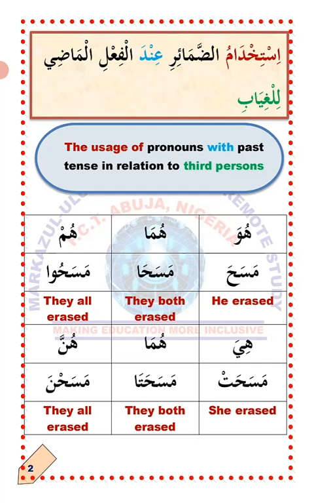مسح, he has erased. This is your base. So how do you now change masaha to suit huma? All you need to do is to attach alifun to the last letter. Masaha will now become masahā, they have both erased. So how do you now change masaha to suit hum? All you need to do is to attach wawun to the last letter. Remember, once wawun is attached, the letter before it must take dhamma. So masaha will now become masahu, which means they all erased, talking about a group of male persons.